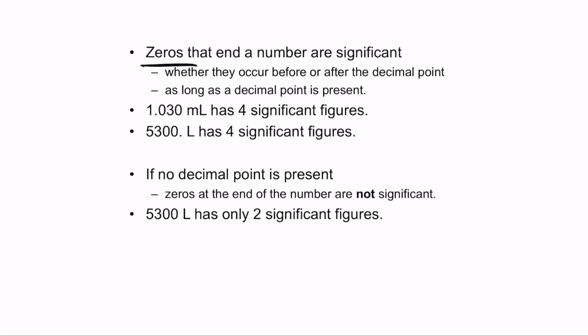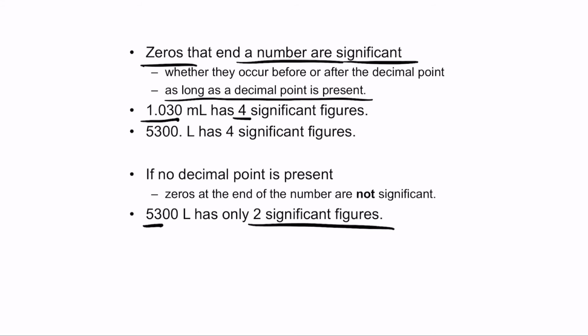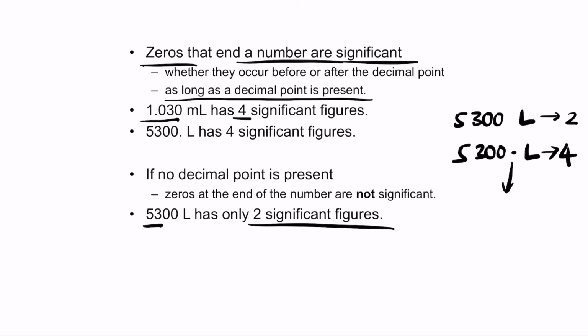Next, zeros that end a number are generally significant. For example, if you have a number that's 1.030, it still has 4 significant figures, provided there is a decimal point. If there is no decimal point, then there are only 2 significant figures. For example, if you write 5300 liters, then this has 2 significant figures. But if I write 5300.0, or 5300 point liters, then this has 5 significant figures. So that dot changes your number of significant figures, and you are saying that this is a certain value and not an approximate value.